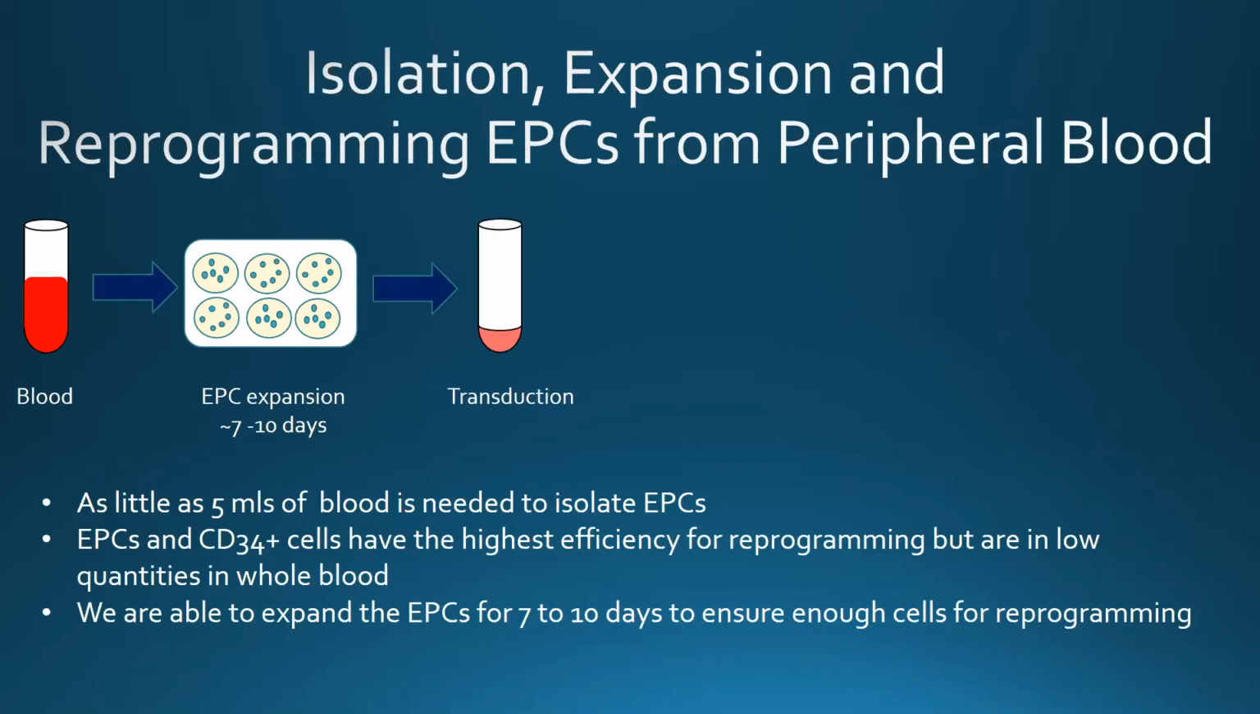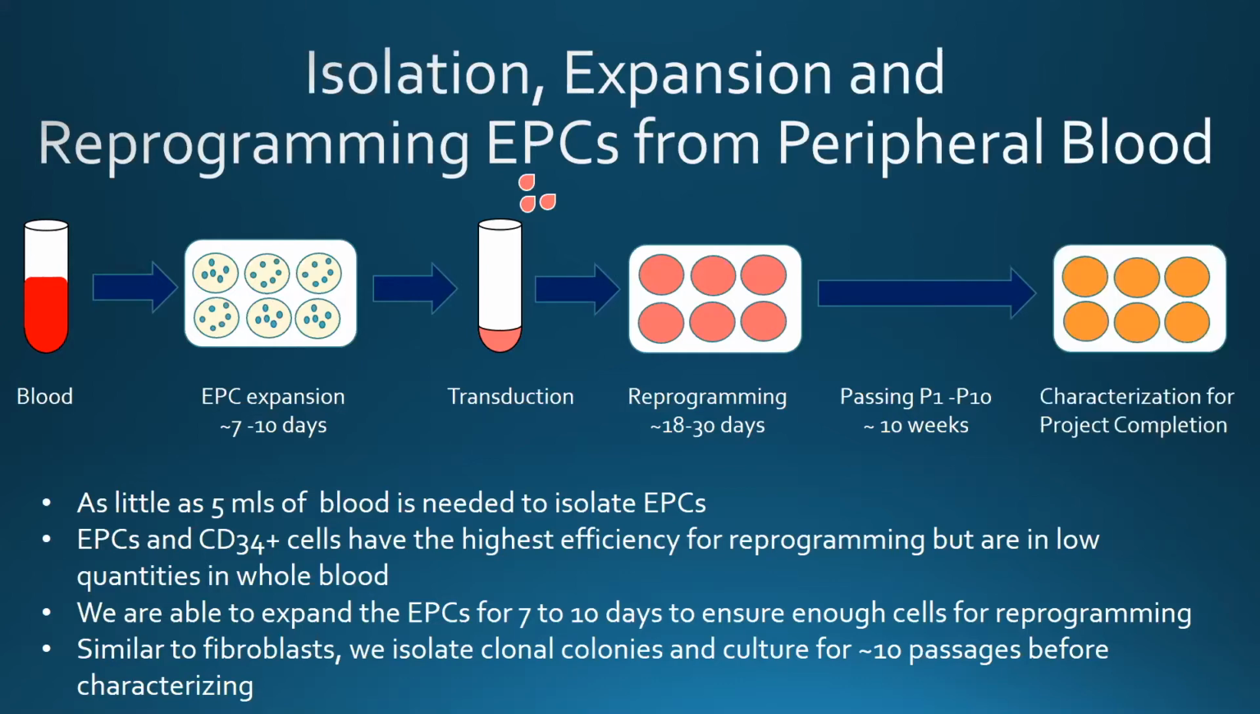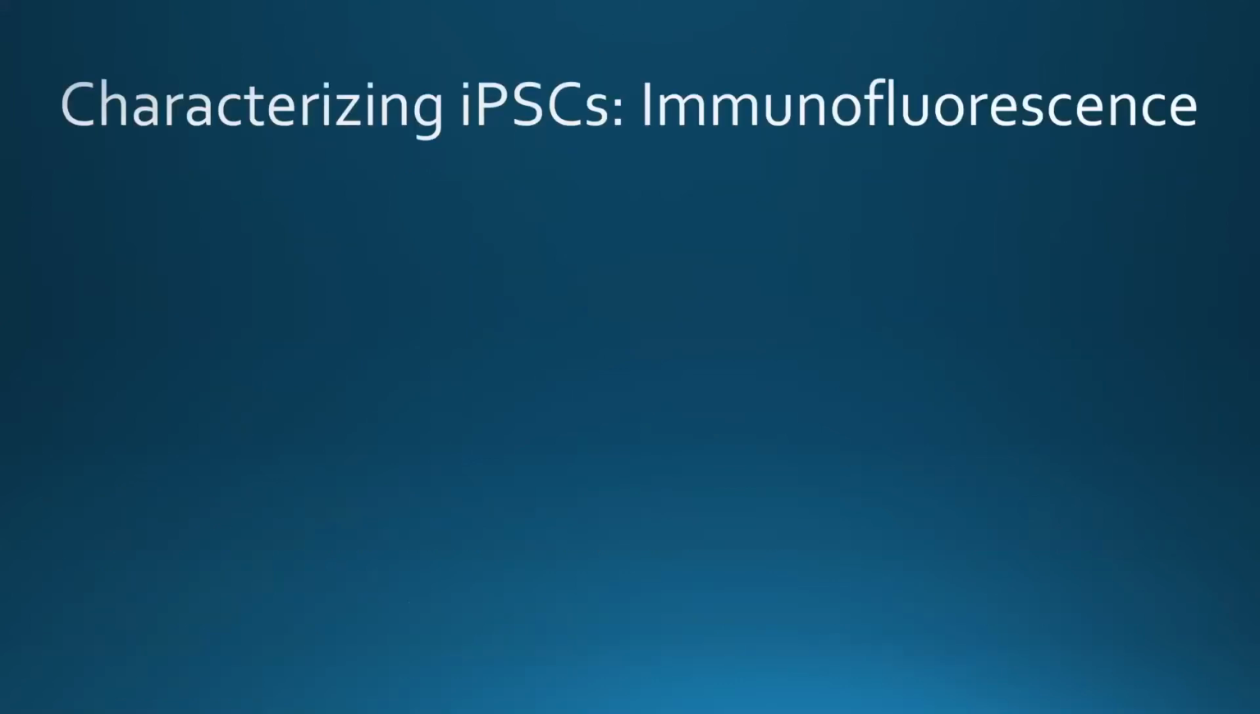The cells are then transduced using the same non-integrating Sendai virus. And then, like the fibroblasts, they are reprogrammed. This reprogramming is a little bit quicker. It's about 18 to 30 days. Similar to the fibroblasts, we isolate clonal colonies and then they're cultured for 10 weeks. We also offer characterizing iPS.